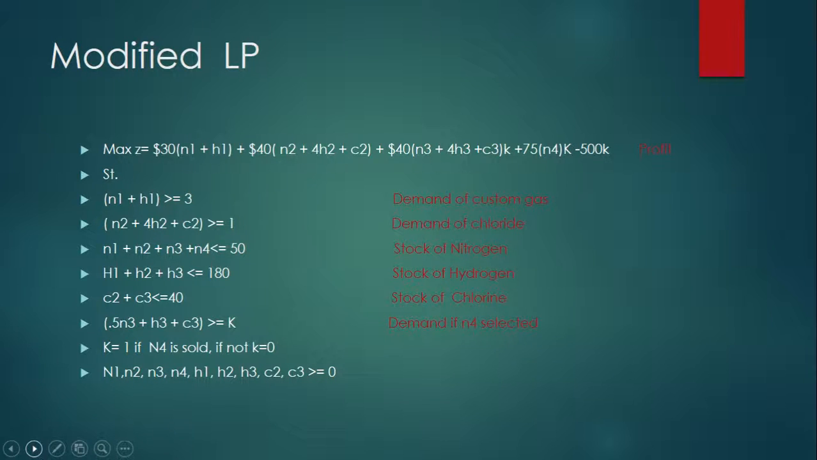Alright, so here's the modified LP. Here we see that I've added a check to see if customer 2 has chosen to purchase from us, or if we chose to manufacture oxygen, which would cause customer 2 to purchase from us, and that would be K. And here's our setup cost of $500, and then we have the binary limitation for that, and additional demands and limitations for customer 2 changes. Customer 1 didn't change all that much.